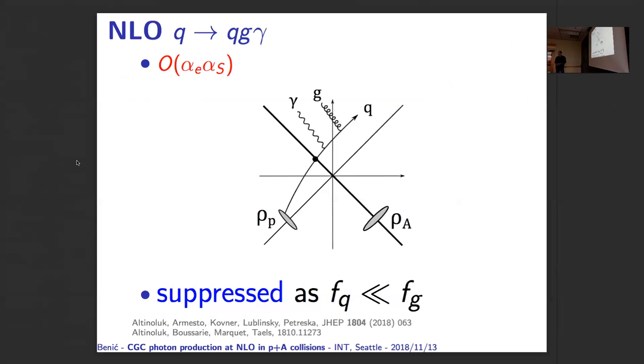Just like in the single inclusive calculation, this is just like the single inclusive calculation of hadron production. You see how you are. Yeah. Except with just one photon. There, you have these two mixing in the DGLAP evolution.